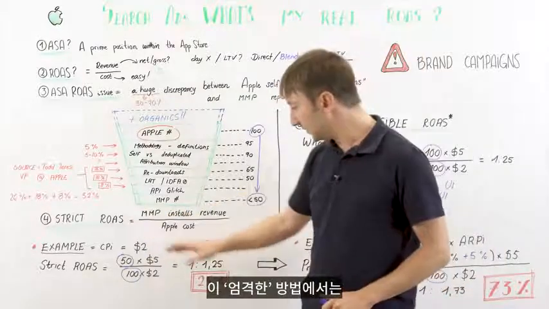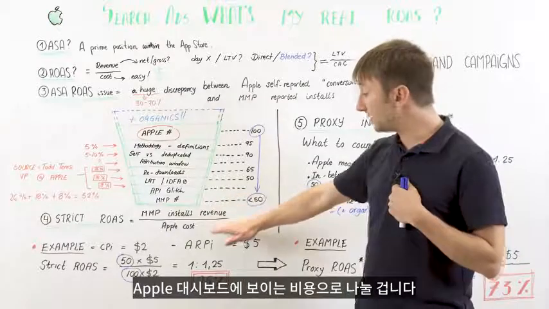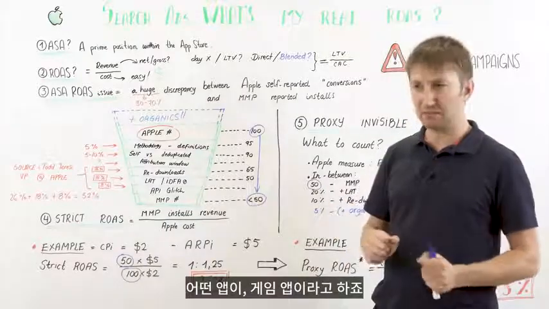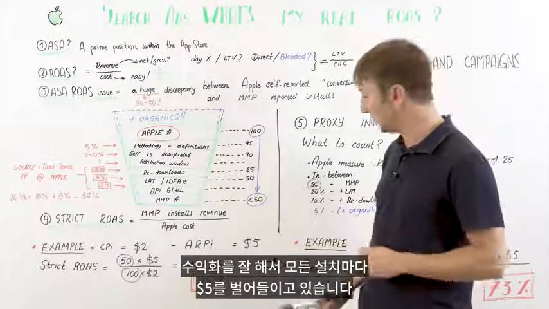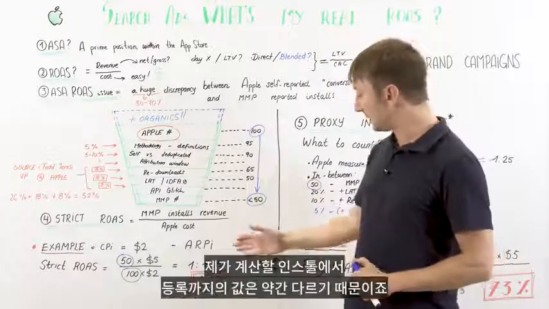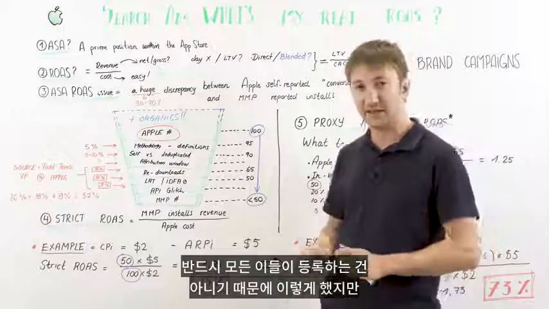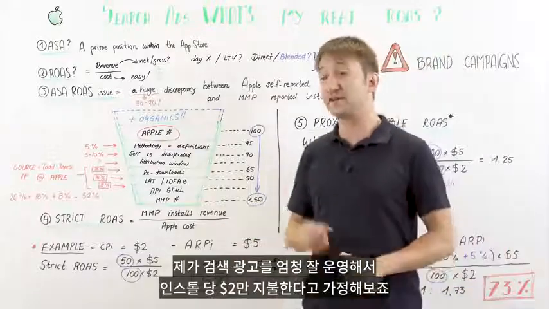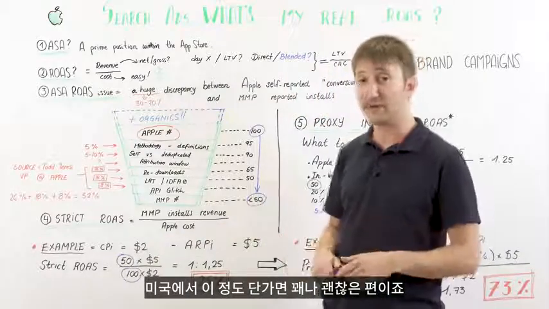In this strict method, we take the revenue from the installs that I get from my MMP, and divide by the cost that Apple sees. So I made a little example here, a random app. Let's say it's a game that monetizes pretty decently, managing to make $5 for every install. I like to write RPI here instead of the classical ARPU value because not everybody signs up, so I write it this way. But usually in the industry, people would say ARPU. And let's say I'm pretty good at my Search Ads campaign, and I'm only going to pay $2 per install, which in the US is a fairly decent price, in my opinion.